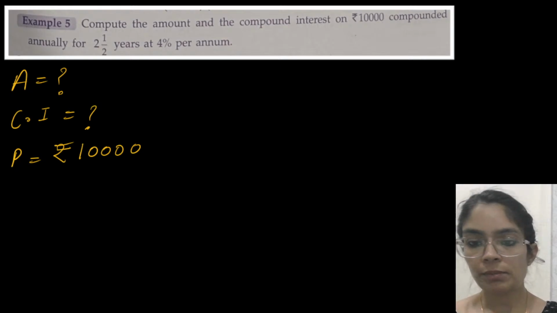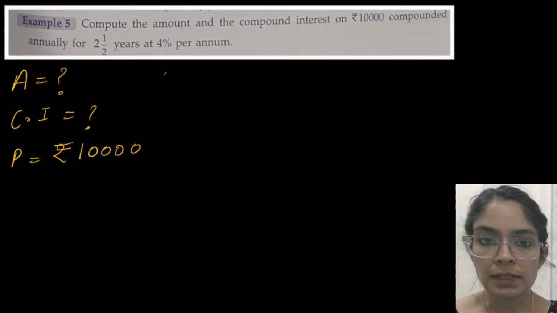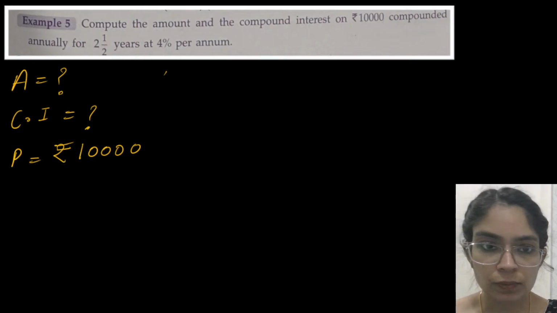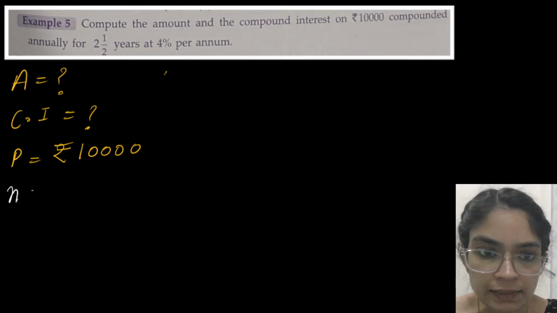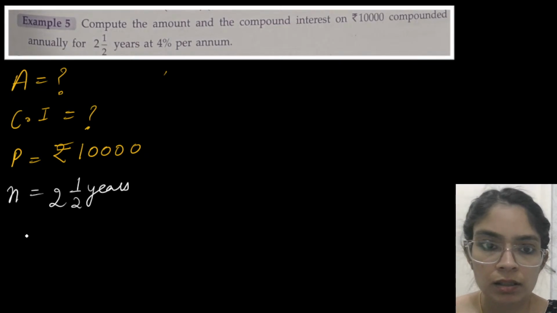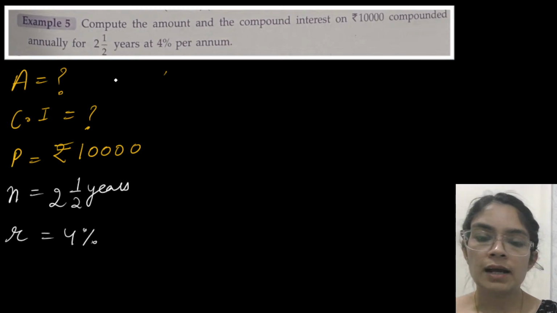Okay, so question number 5 we started. Compute the amount and compound interest on 10,000 annually. Annually means it's yearly only. Okay, then let's do this question. Time is 2.5 years, so time means n is 2.5 years. R is 4%. And here compound interest is annually.